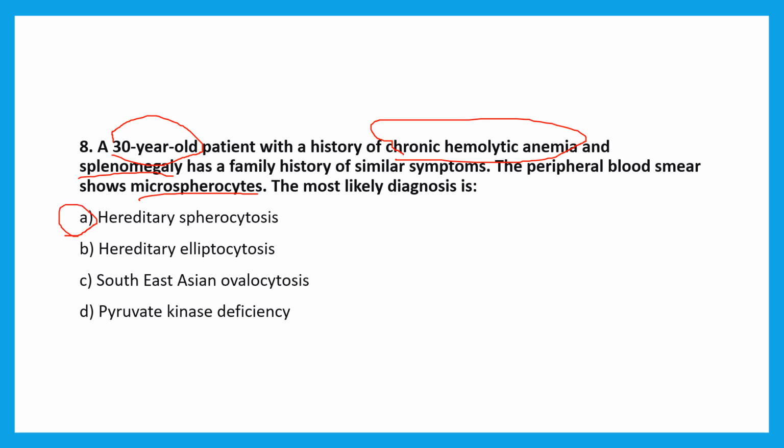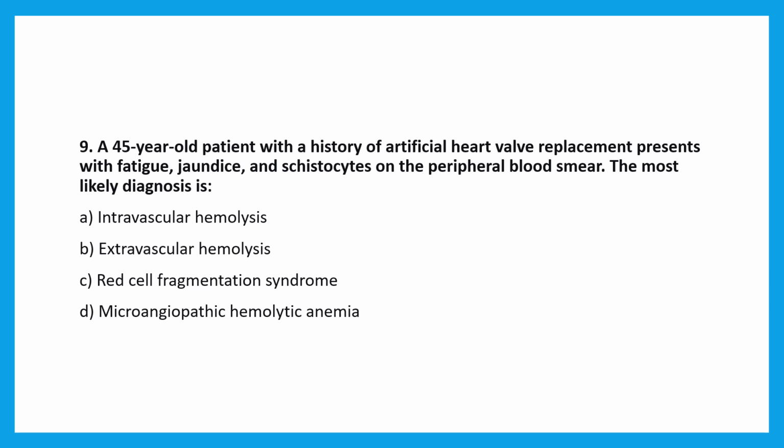All right, question number 9. A 45-year-old patient with a history of artificial heart valve replacement presents with fatigue and jaundice, and there are schistocytes on the peripheral blood smear. The most likely diagnosis is what? Look at this, right?